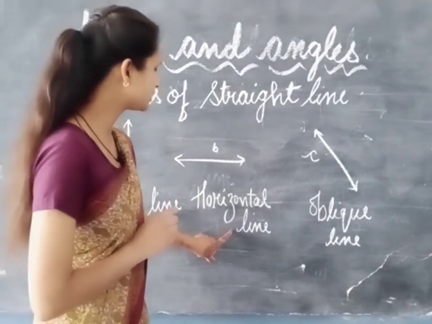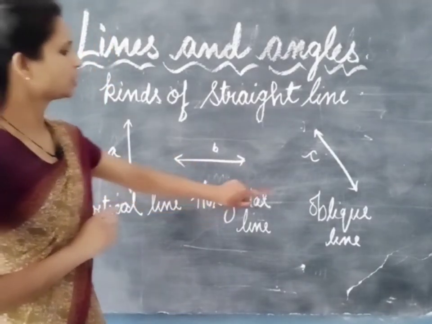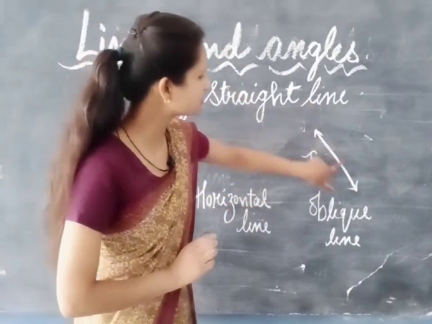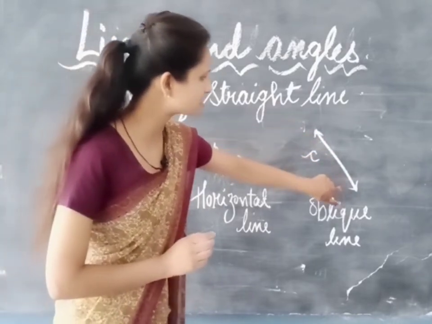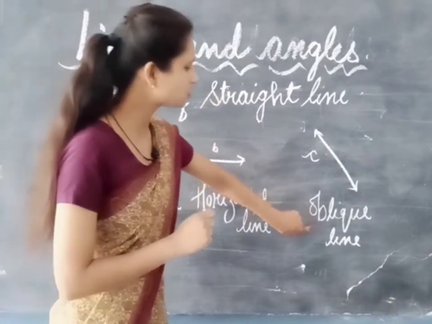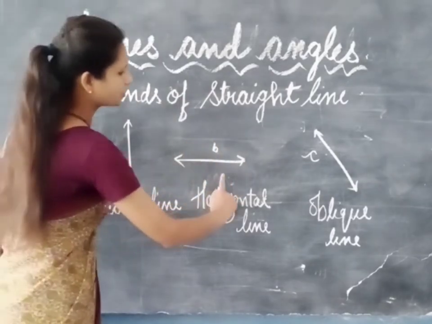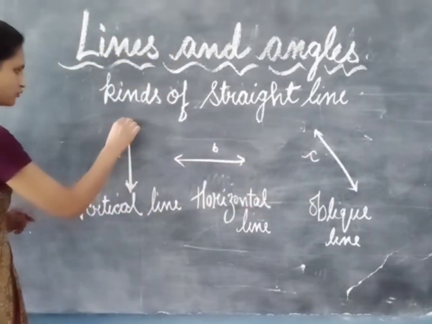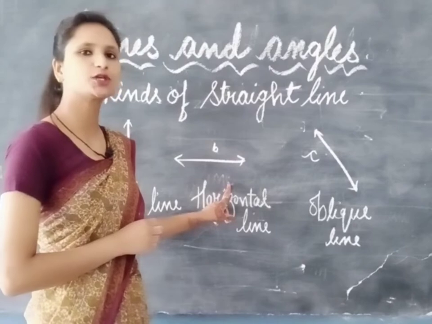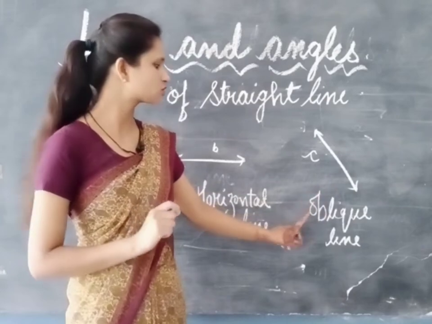What is a horizontal line? The line which is in sleeping position is called a horizontal line. Now what is an oblique line? A line can be in any direction. It is in a slanting way. As you can see, this line is slightly slanting. That is called an oblique line. So there are three kinds of straight line: vertical, horizontal and oblique. A line in standing position is vertical, a line in sleeping position is horizontal, and a slanting line is called an oblique line.